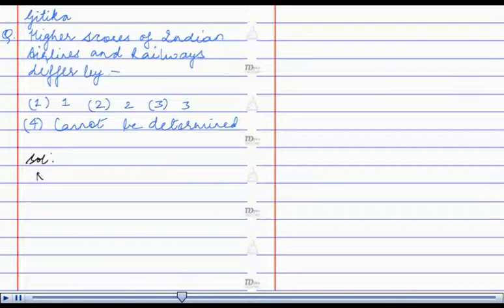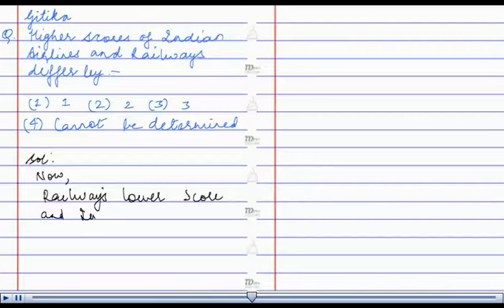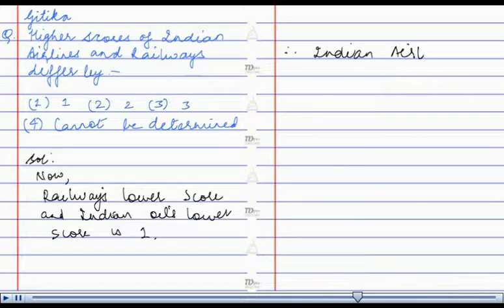Now, we know that the difference between Railways lower score and Indian Oil's lower score is 1, as we solved in the earlier question. Therefore, the difference between higher scores of Indian Airlines and Railways differ by 1 more than the lower score of Railways and lower score of Indian Oil. Therefore, answer is option number 2.